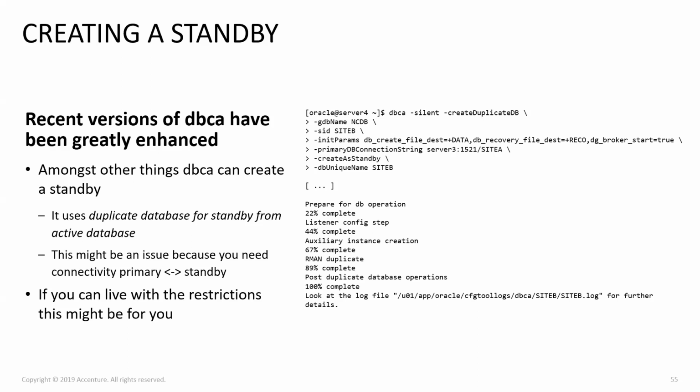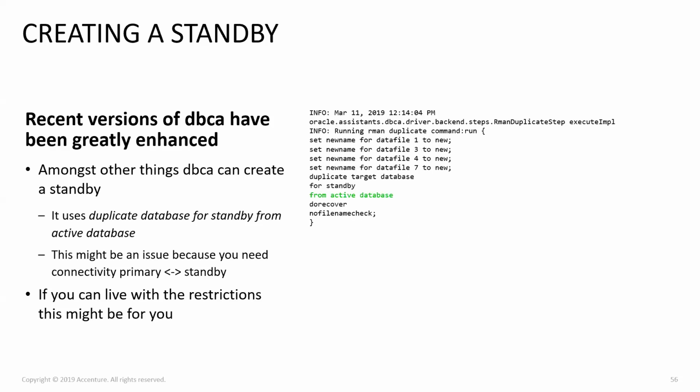But if you can live with the restrictions, there is an example here on how to use createDuplicateDB, which is the new option. So you can just run DBCA and it creates you a standby database. And when I last looked at it, it really did the duplicate database from active database. So this is part of the log file in the DBCA log file where you can see what it did. And this is just a bog standard, it's a dummy database. So I haven't really tested it with anything more complex.